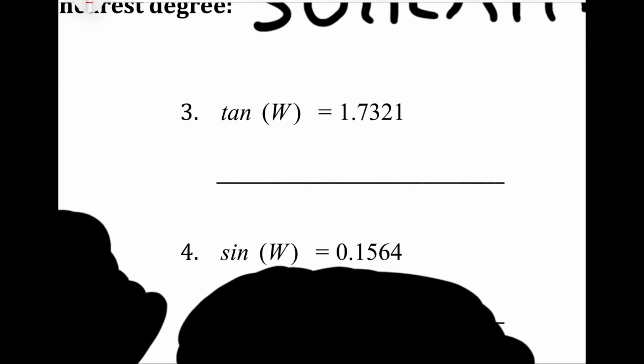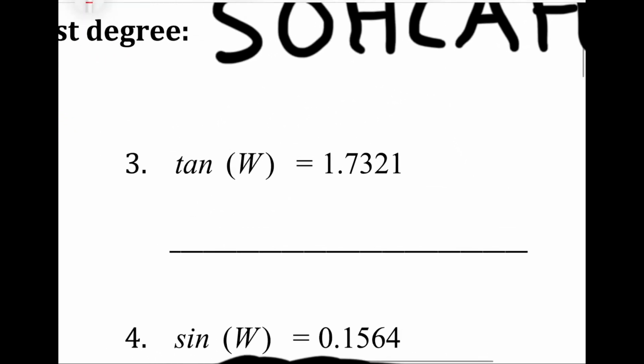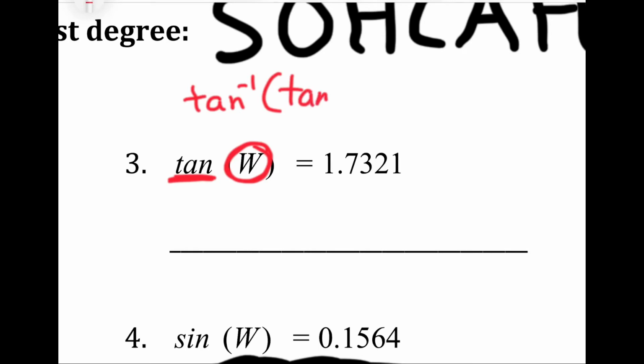I want to go to number 3. Number 3 is very similar. You want W by itself, so you want to get rid of tangent. So you're going to do the inverse of tan to get rid of it. And what you do on one side, you have to do to the other.